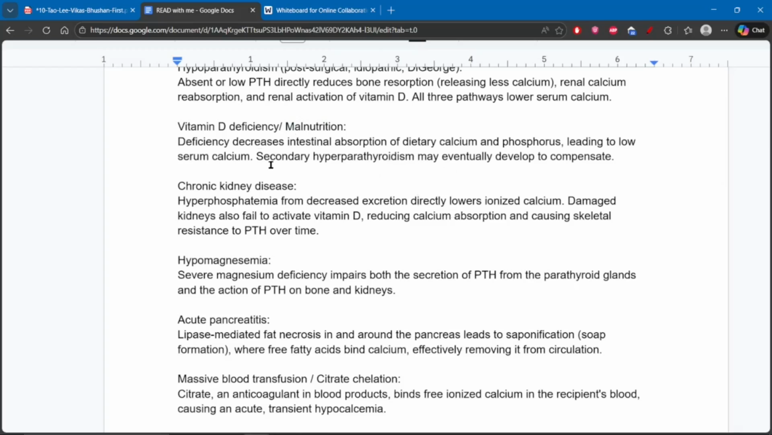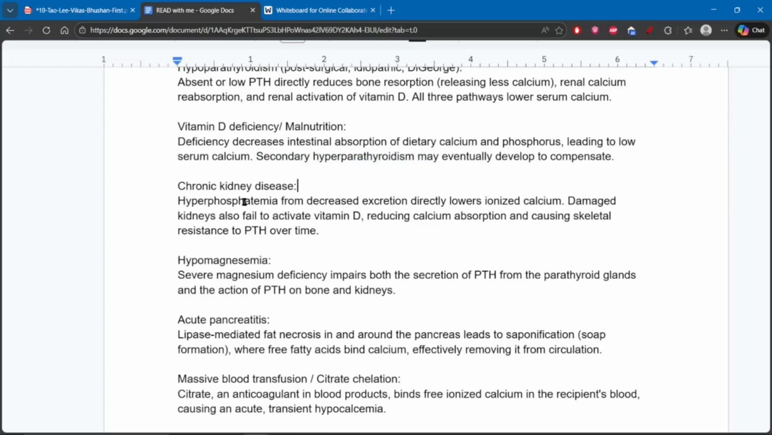Secondary hyperparathyroidism usually develops in vitamin D deficiency, and it causes the serum calcium to rise a bit, but it doesn't really affect that much. It does more harm than benefit. So that's why it is mostly a pathological state, although a physiological response, leading to pathology known as renal osteodystrophy. So this is a bad thing that is happening to the body. This should not happen.